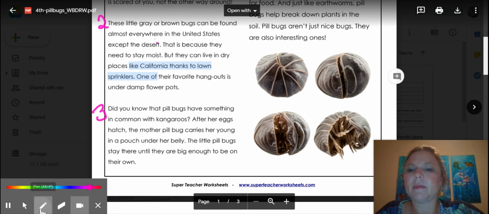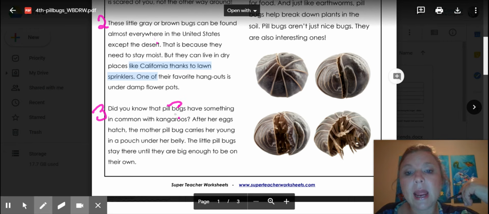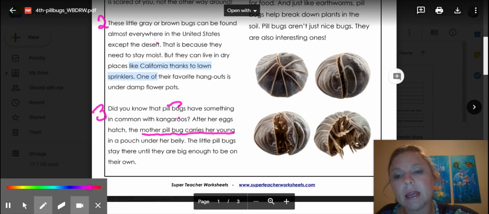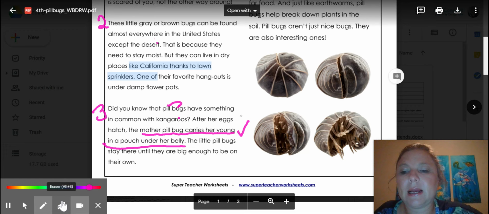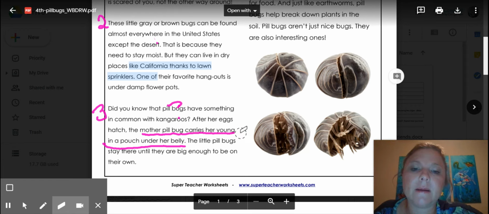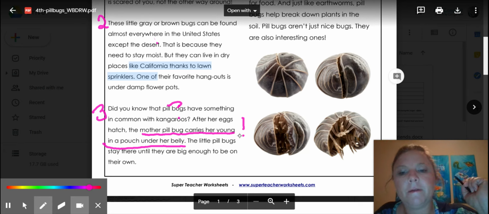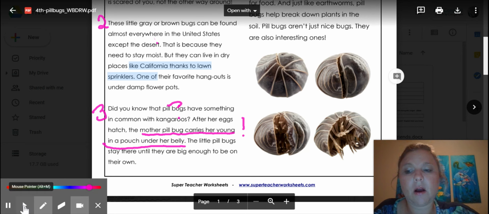Okay. Paragraph 3. Did you know that pill bugs have something in common with kangaroos? Once again, I'm putting a question mark. I didn't know they were related to kangaroos. After her eggs hatch, the mother pill bug carries her young in a pouch under her belly. That's important information. Oops, I didn't want to put a check mark. I want to put an exclamation mark because that is something that I find important. The little pill bugs stay there until they are big enough to be on their own.